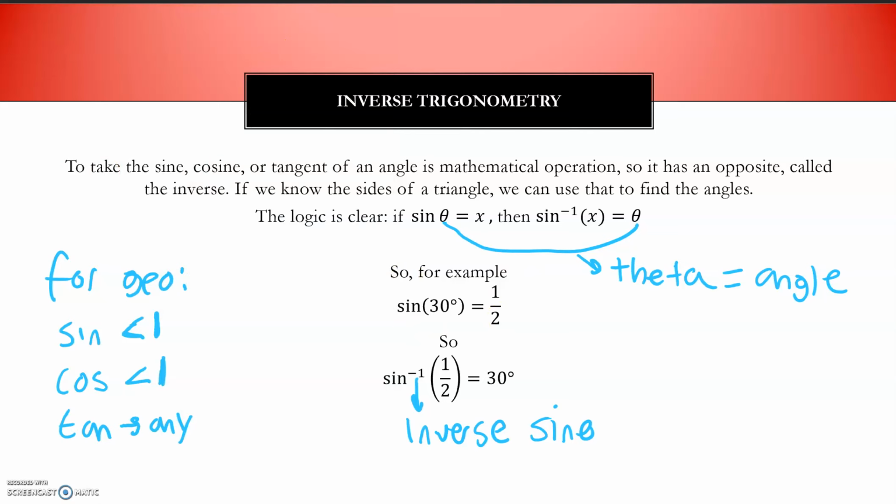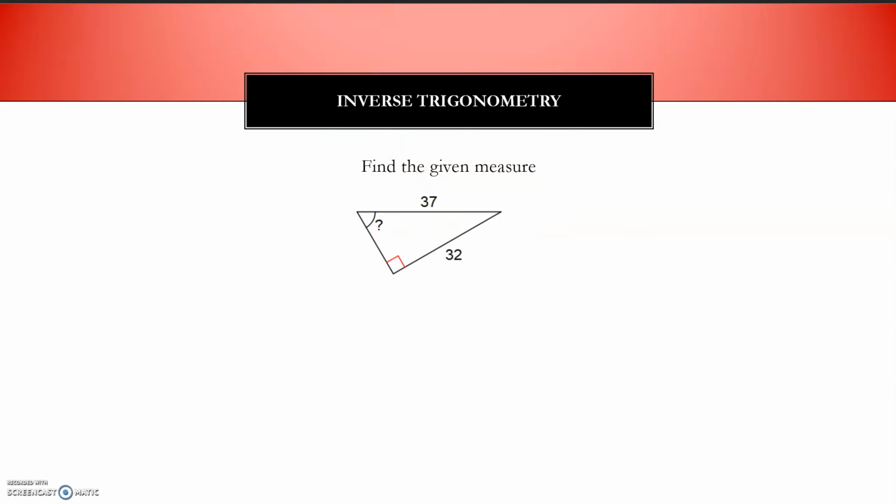All right, so let's do some. So here it says find the given measure. So we're looking for the question mark angle, and we've been given sides 37 and 32. I'm just going to call this angle A. So for angle A, first we need to figure out what these two sides are. Well, I see a clearly marked right angle. I have to have this, or else I can't use right triangle trig. It doesn't matter if I'm being asked to find sine, cosine, tangent, or use their inverses to find an angle.